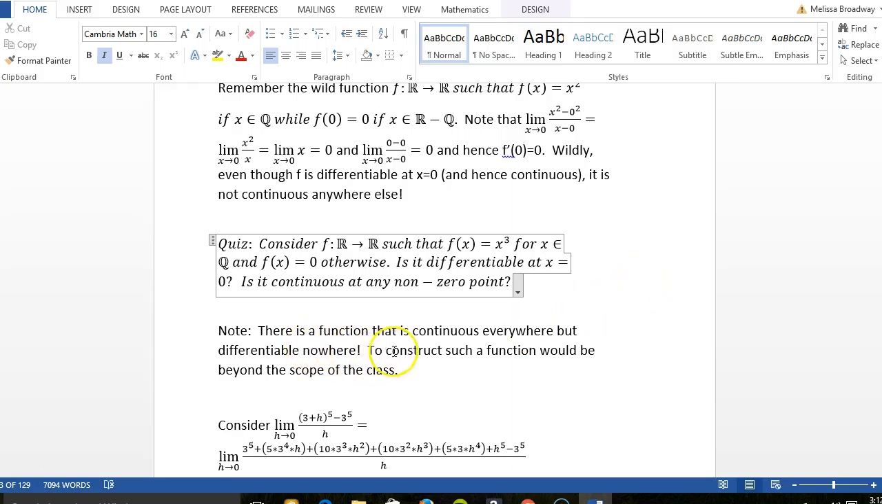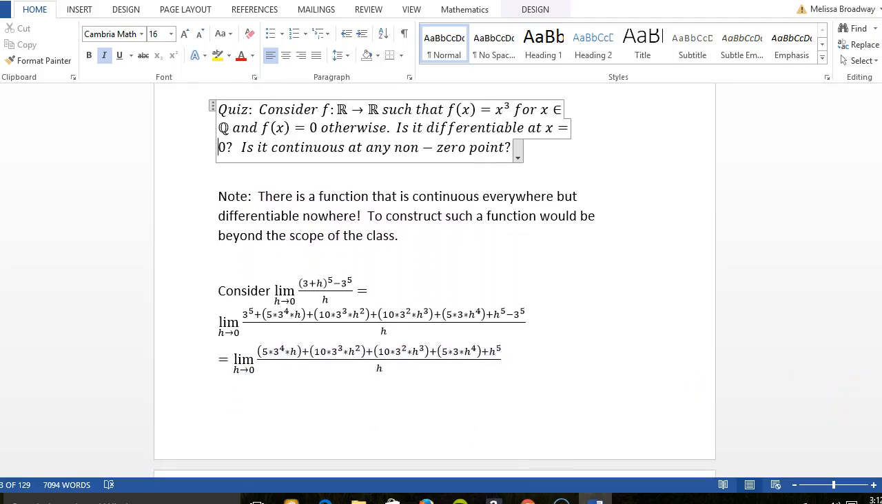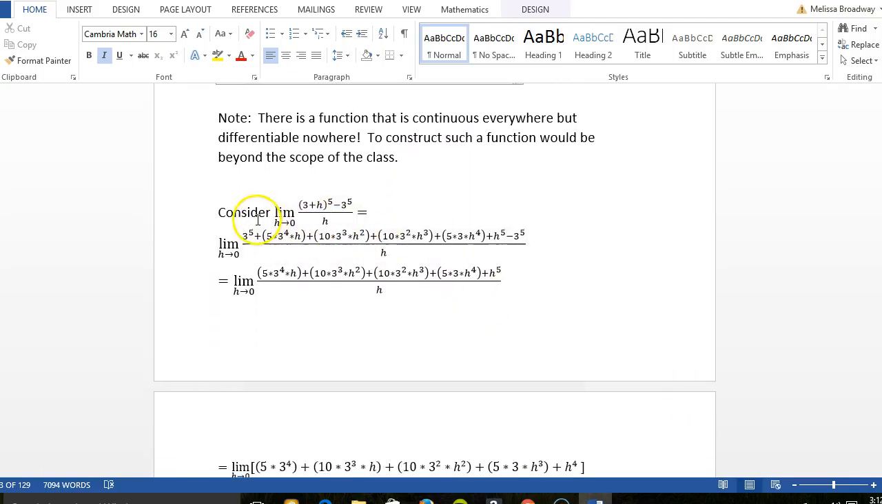Now there is a function that's everywhere continuous but nowhere differentiable, and I don't want to construct it. It's a little bit on the weird side, but I'm just going to let you know that there is such a function that exists. Okay. Now let me move on to this one.